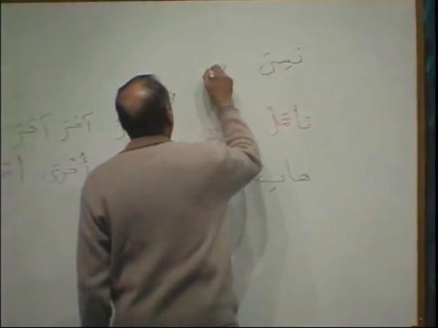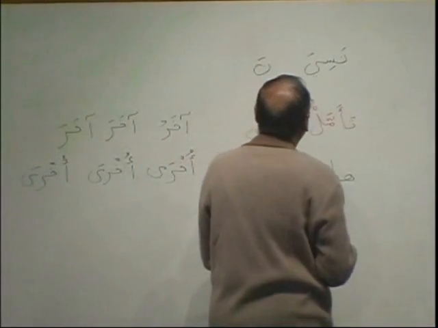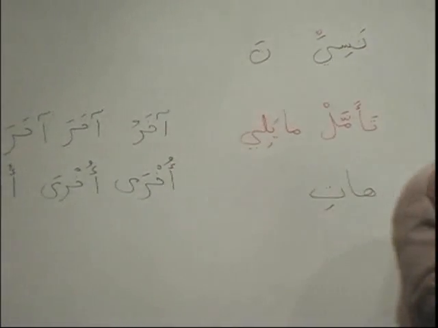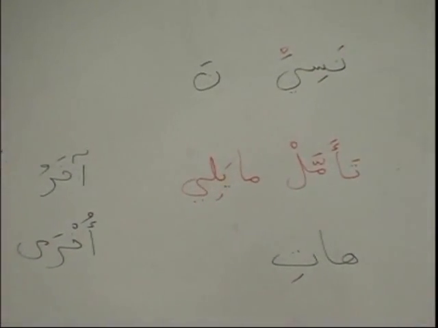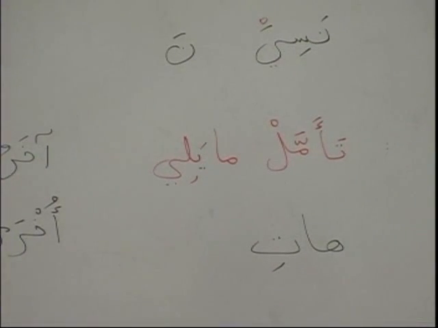Okay. Nasitu ma kala li al mudarrisu amsi. Are you with me? So here is nasitu, I forgot. What is the verb, brothers and sisters? Nasiya. Okay, and you put here noon, and this will change into sukun. What will happen to Nasiya? It will become Nasina. Nasina, Nasita, Nasituma, Nasitum, Nasiti, Nasituma, Nasitunna, Nasitu, Nasina. Okay, brothers and sisters?